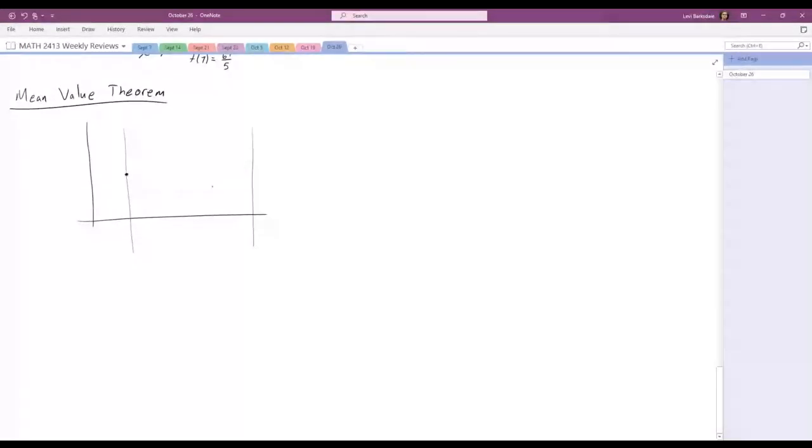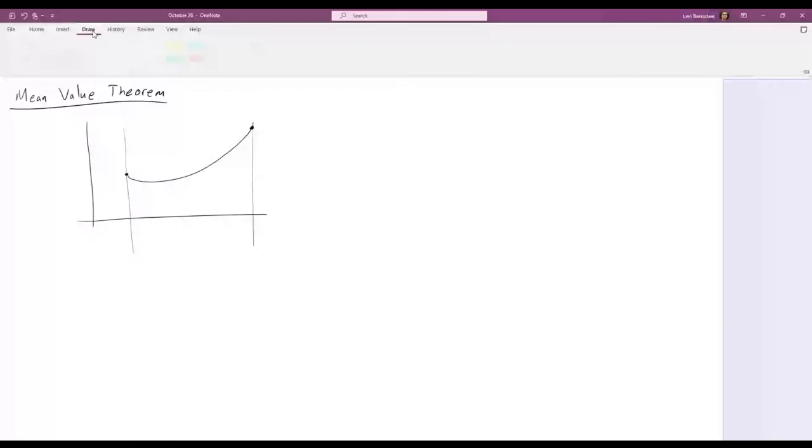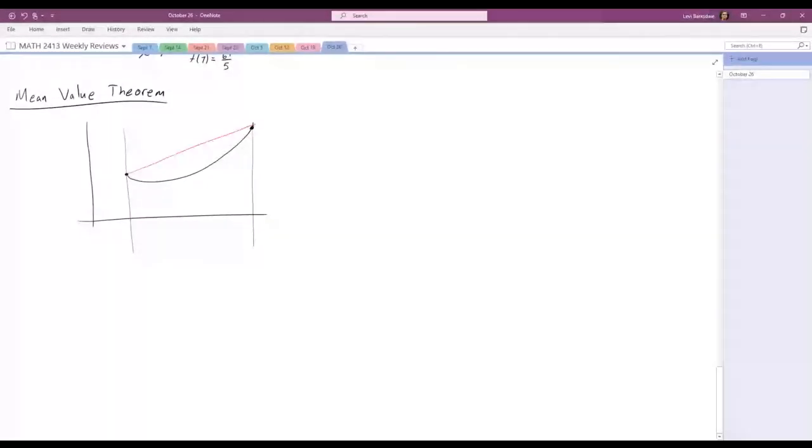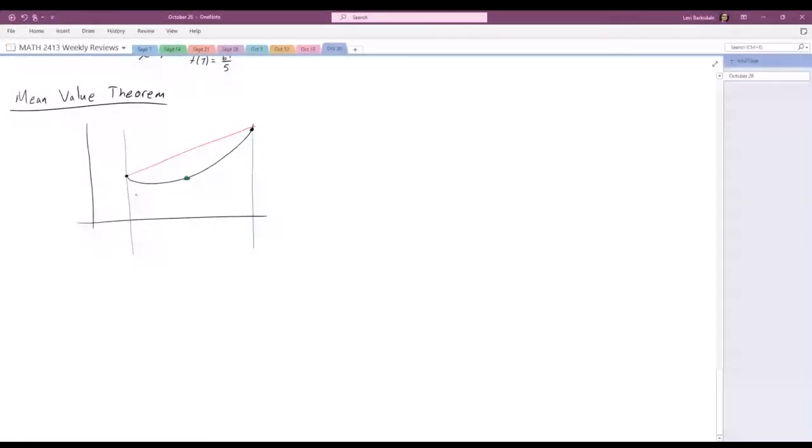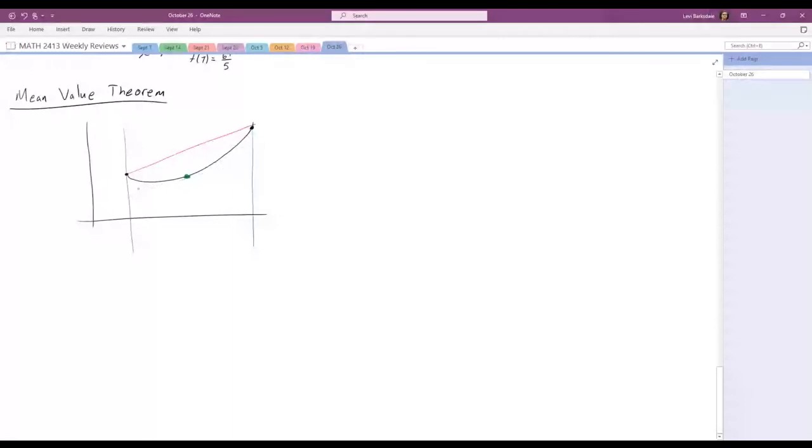Something like this. Well, then all that our mean value theorem says is that at some point on our interval, we're going to have a tangent line that's parallel to the average slope. In other words, our derivative has to equal our average slope at some point in this interval. I wish I could draw good tangent lines, but I can't, so sorry. Good enough. Okay, so basically the mean value theorem says that at some point in a closed interval, our average slope has to equal our derivative value.